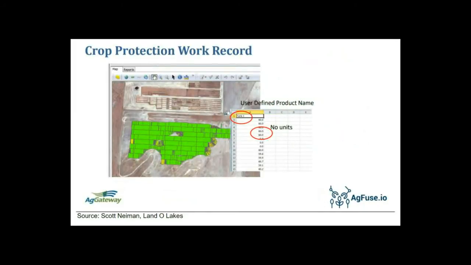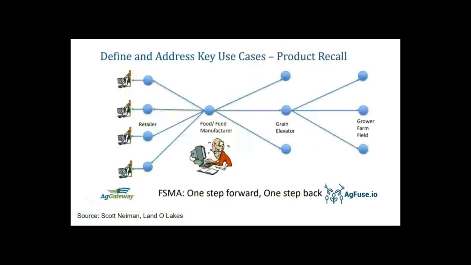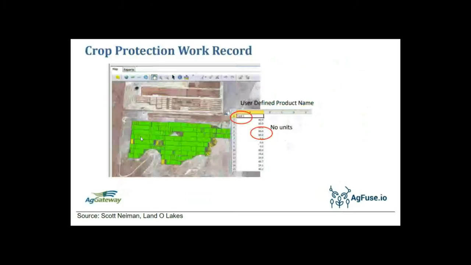And so one of the examples he gave was a crop protection work record. So maybe you're spraying a certain amount of pesticide on a field, but you don't want it to go above a certain level because it's going to affect these retailers, right? You don't want food that's completely full of pesticides if it's not completely organic.